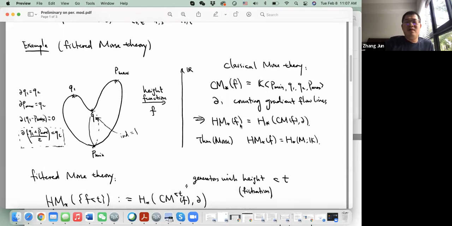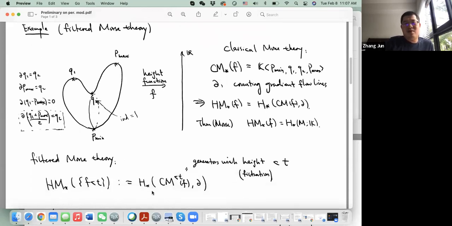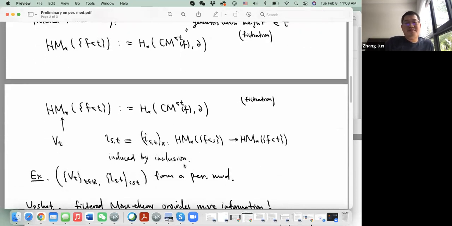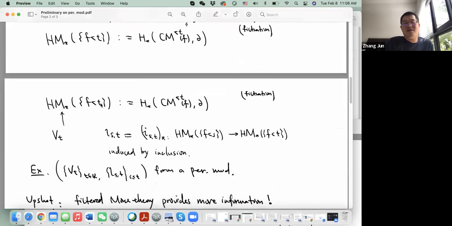How about filtered Morse theory? Here you are not going to compute the homology of the entire chain complex. You're going to compute the homology of the chain complex with generators below a given height. So if the height is very small, no generator appears, and the chain complex is just 0. If the height is between P minimum and Q2, somewhere here, you only have 1 critical point, just P minimum. And you keep computing this homology in this way. Then for each parameter t, the height you specify, you have a homology, and you define this homology as a t-parameterized family.